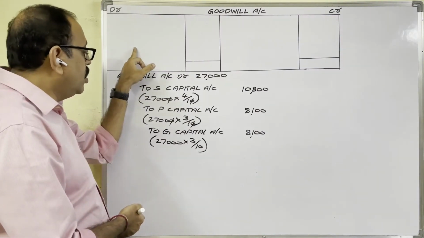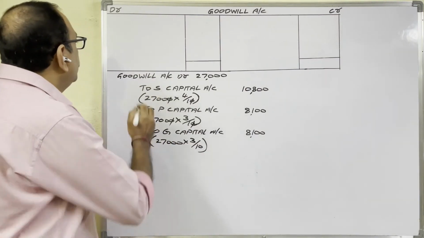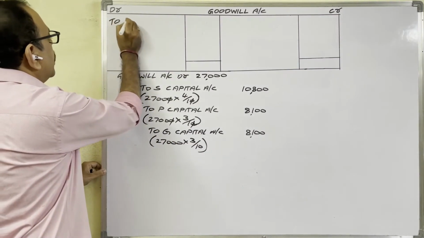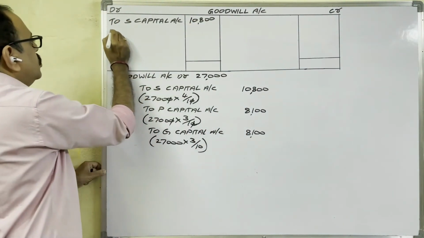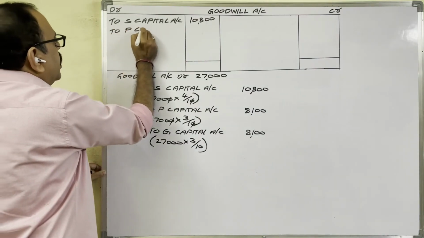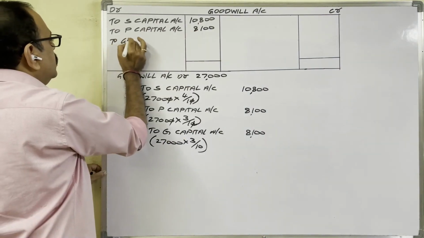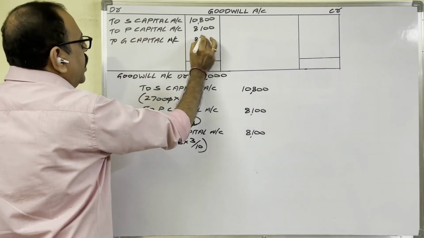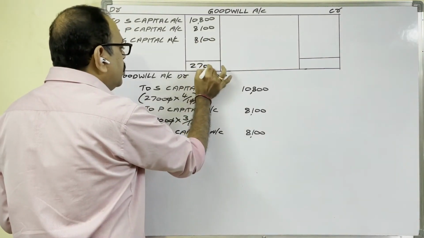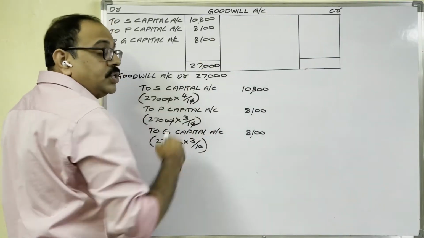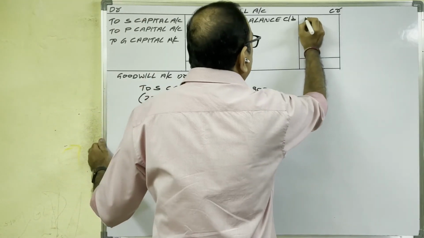What to write in the particulars column? We credited these three capitals, no? Write down these capitals. To S capital account, amount 10,800. To P capital account, 8,100. To G capital account, same 8,100. Total 27,000 rupees. On the credit side there is no amount. Therefore, balance carried down 27,000 rupees.